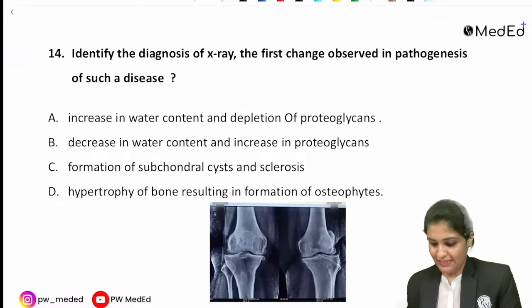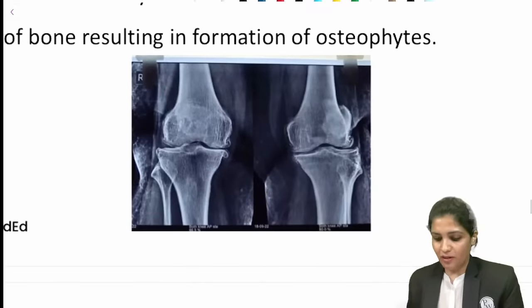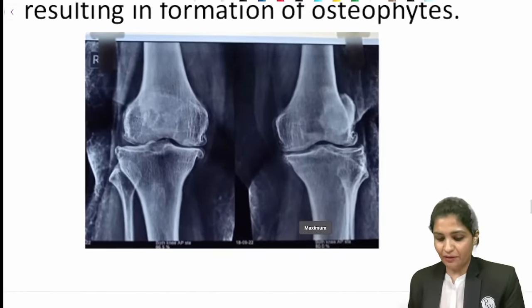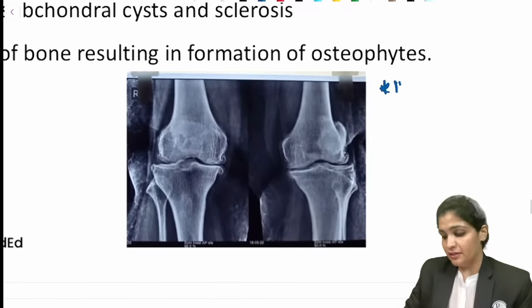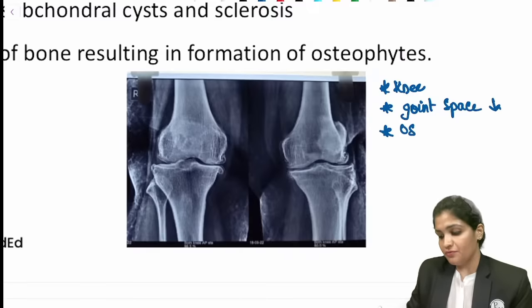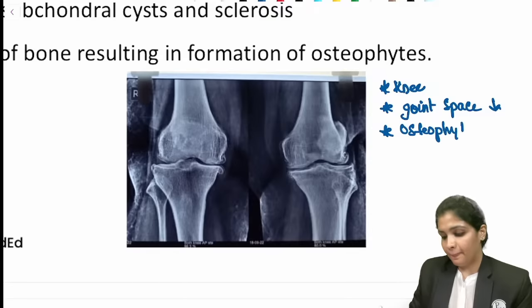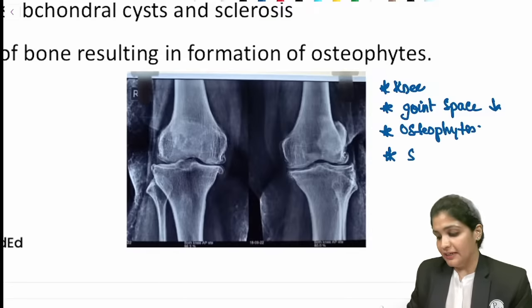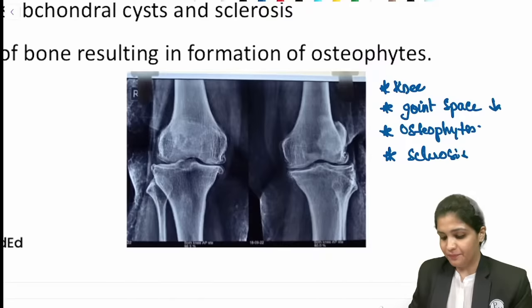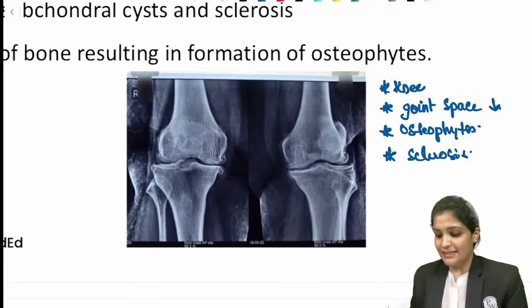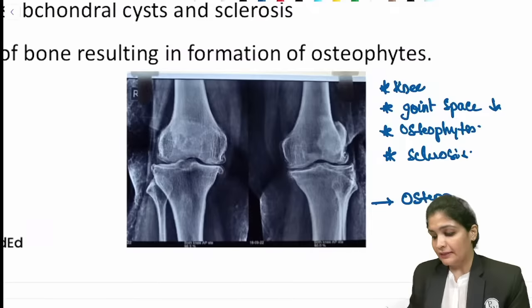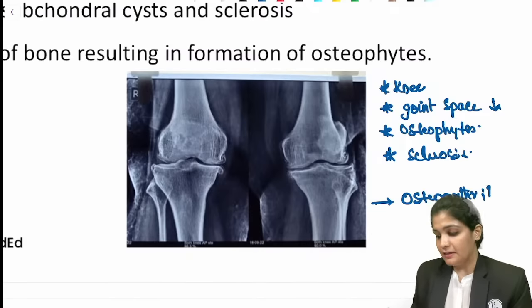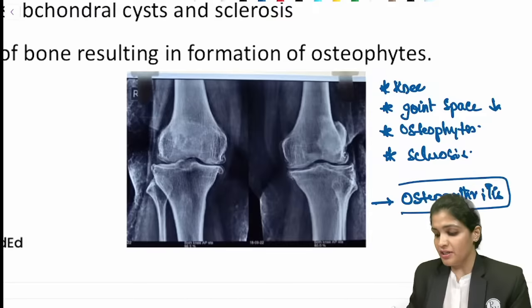Identify the diagnosis of this X-ray. So this is your X-ray on your screen. And what is this condition on the X-ray? If you can read the X-ray, this is the X-ray of a knee joint. And if you can see, the joint space is decreased. The joint space, whatever is present, it is decreased. And there is a formation of osteophytes at the end, and a mild amount of sclerosis you can see over the joint lines. It is a condition of osteoarthritis, right? Where there is joint space narrowing.